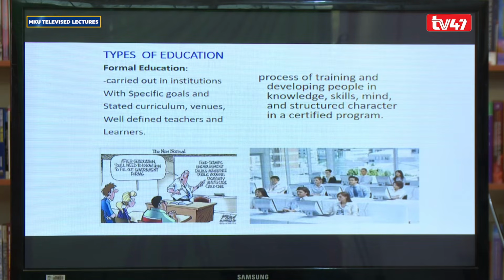We have different types of education. The first category is formal education. This is the kind of education that is carried out in institutions with specific goals and well-stated curriculums, well-stated venues, well-defined teachers and learners. It is the process of training and developing people with regard to knowledge, skills, their mind, and the structure. It also structures their character in a certified program. That is formal education.